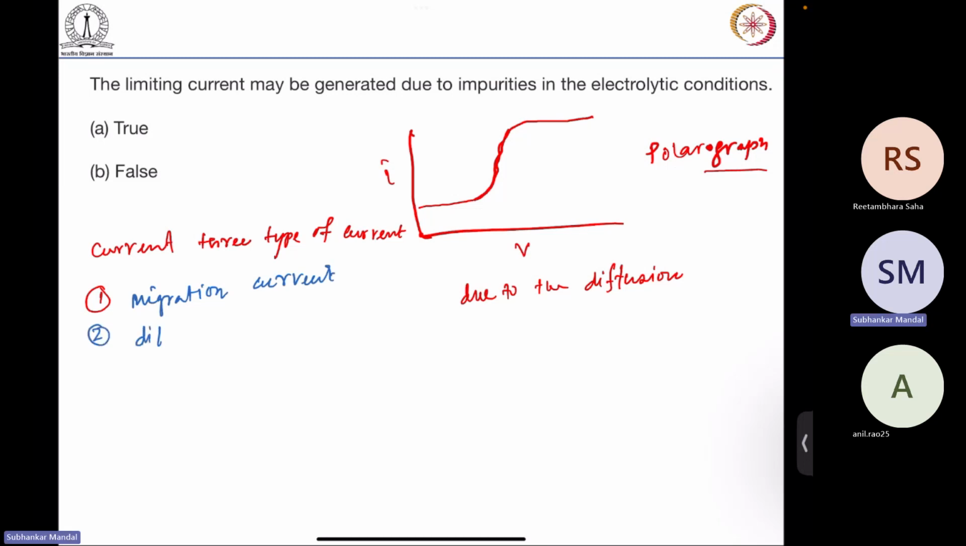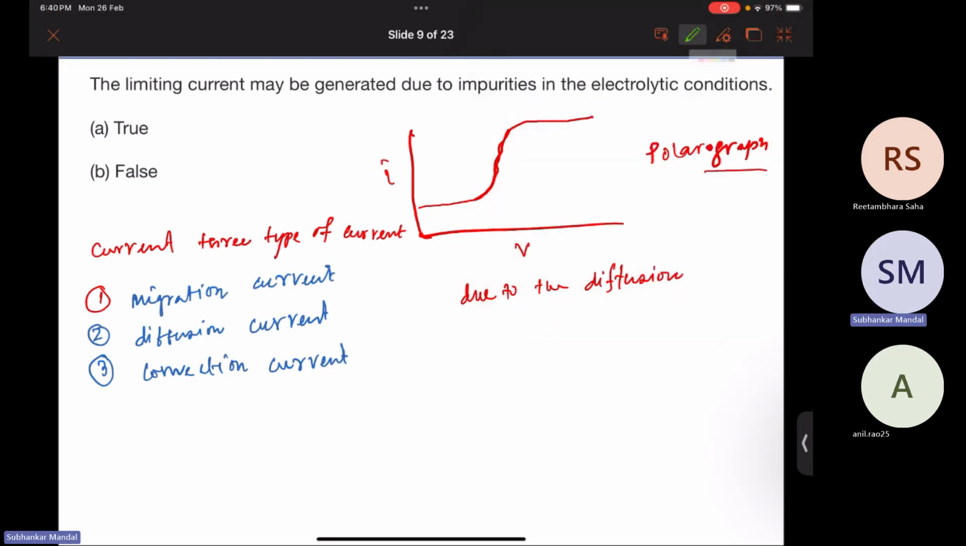Two, diffusion current. Three, convection current. Okay, so for which purpose, when can we observe this kind of current? Migration current, diffusion current, due to the concentration gradient, which we have discussed in an earlier slide. Diffusion current is due to the concentration gradient.